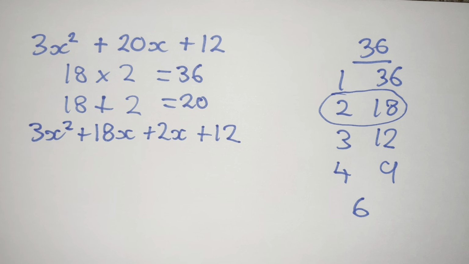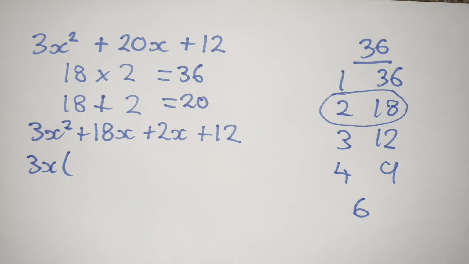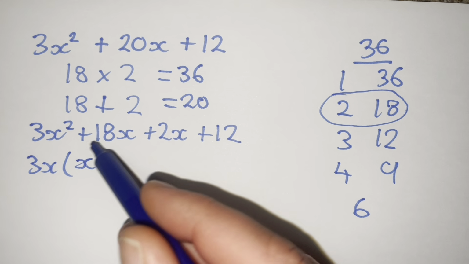Now again, I'm going to factorise these first two terms and factorise the third and fourth term. Factorising these first two terms, I can see I can take a 3 out of both of those terms, and an x. So I'm going to take out 3x, and then in my brackets, I'm going to have an x plus 6.